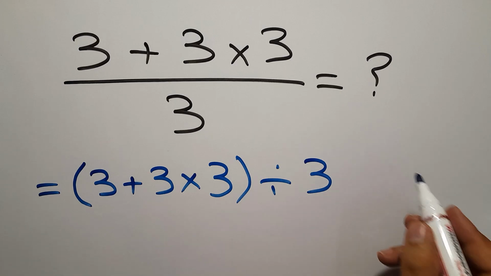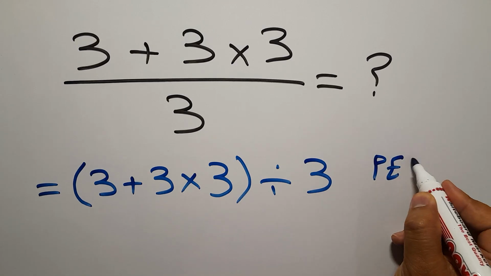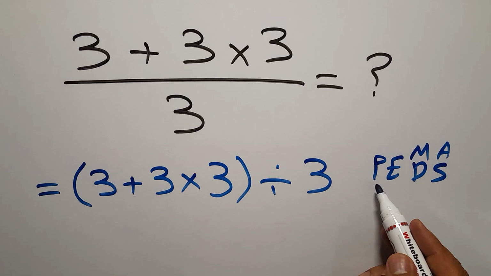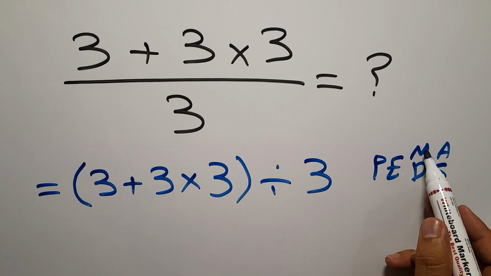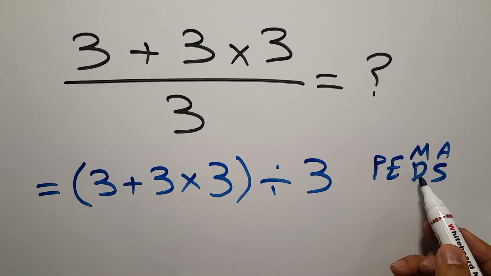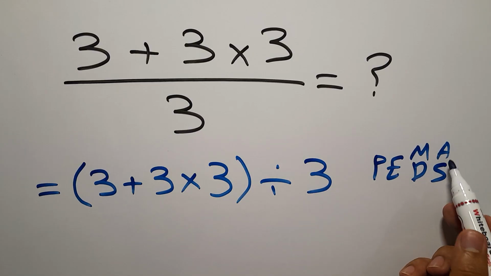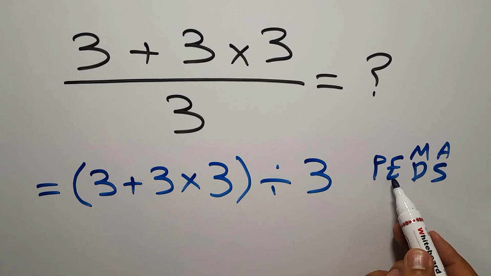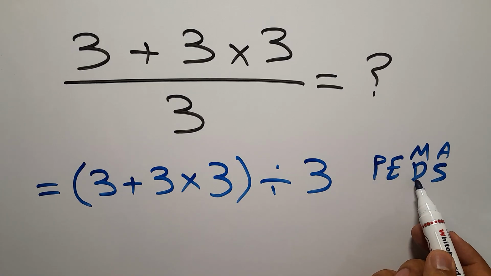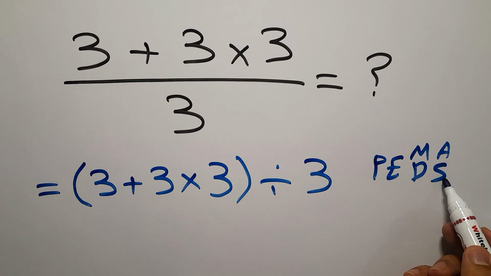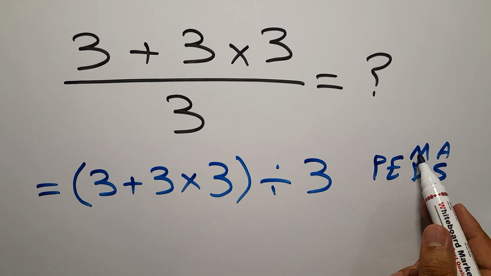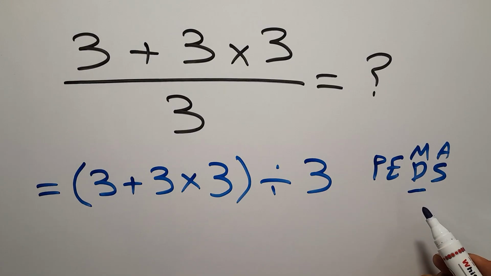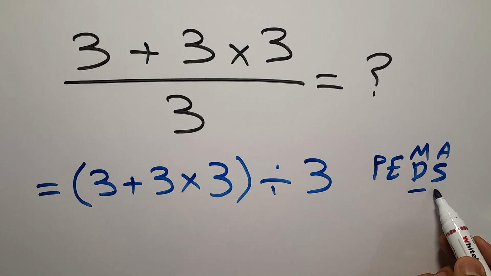According to the order of operations, which is PEMDAS, P stands for parentheses, E stands for exponents, M and D stand for multiplication and division, and A and S stand for addition and subtraction. First, we have to do parentheses, then exponents, then multiplication or division, and finally addition or subtraction. Remember that multiplication and division have equal priority and we have to work from left to right. And the same applies to addition and subtraction.